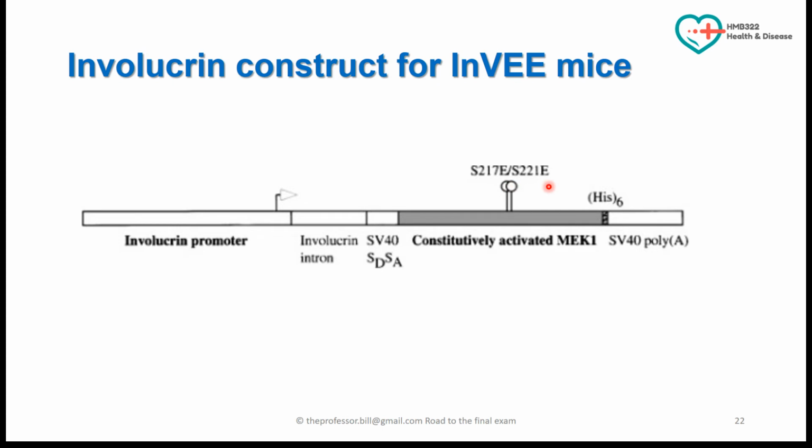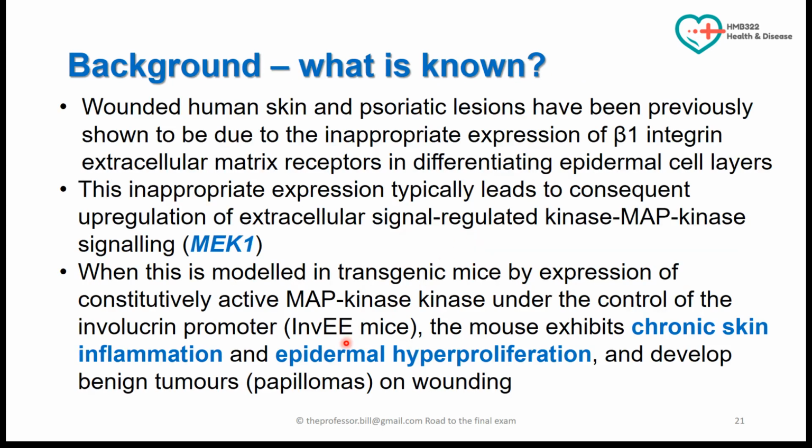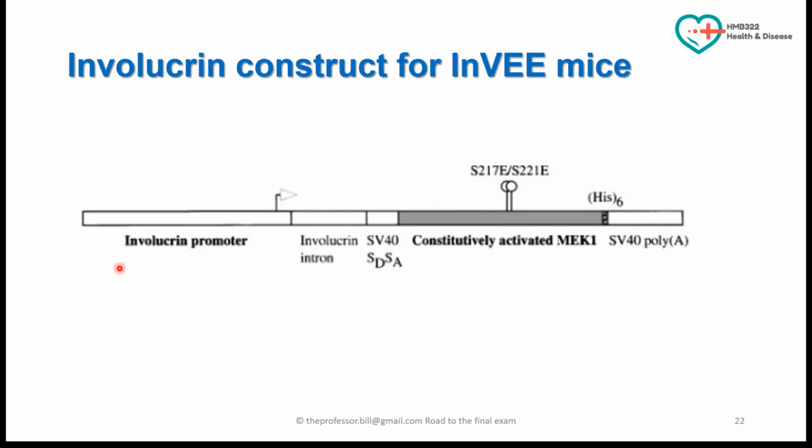So that's the INV part, which is over here. And this is all under the control of the involucrin promoter. And why we use this is that we only want this MEC kinase to be expressed in skin cells. We only want it in keratinocytes. We don't want it in melanocytes. We don't want it anywhere else. We want it in keratinocytes.